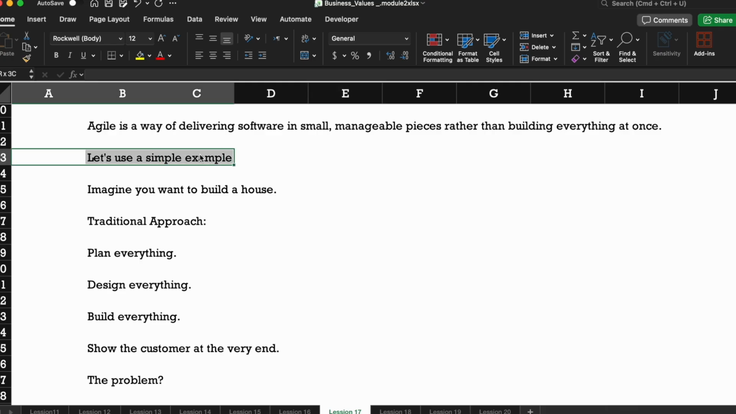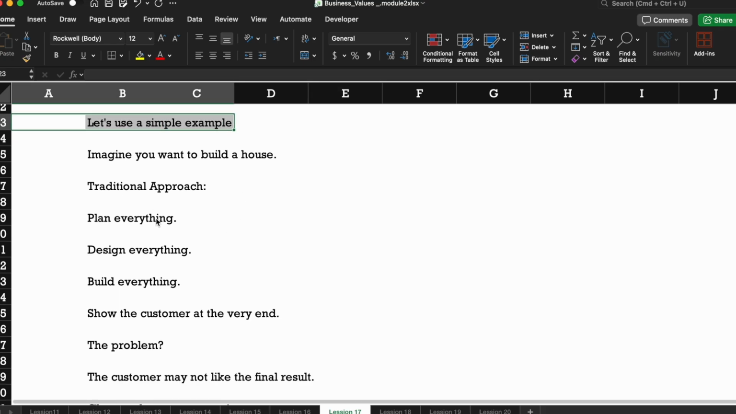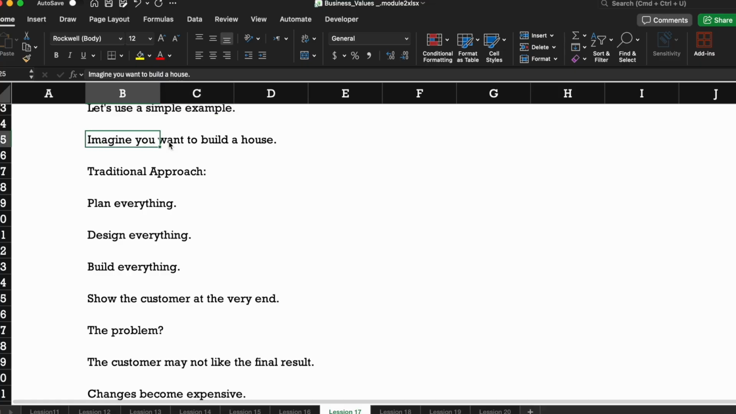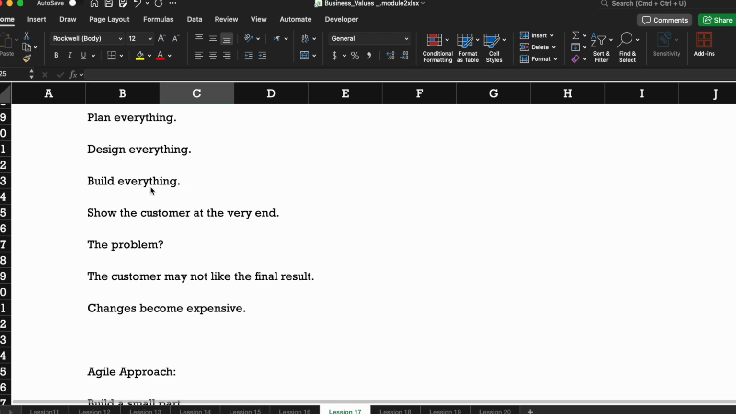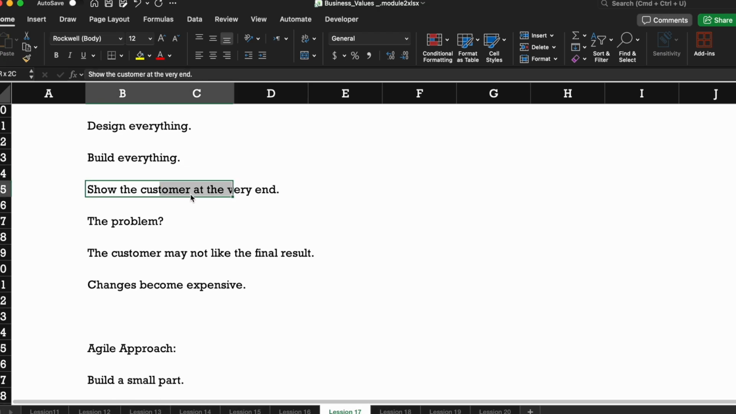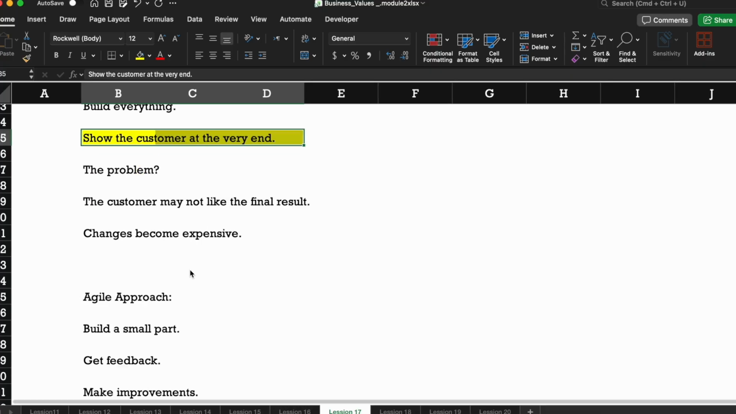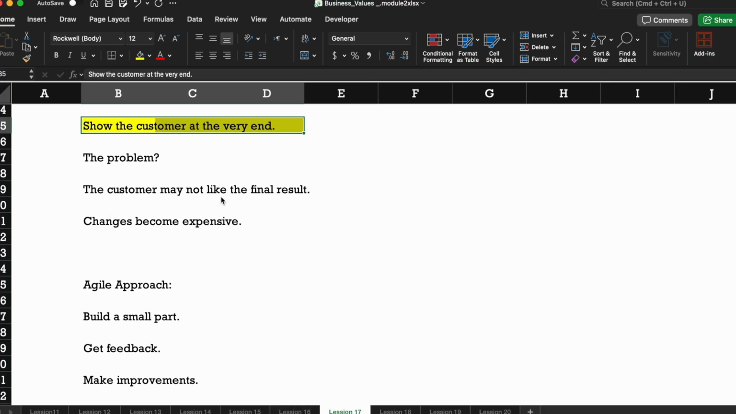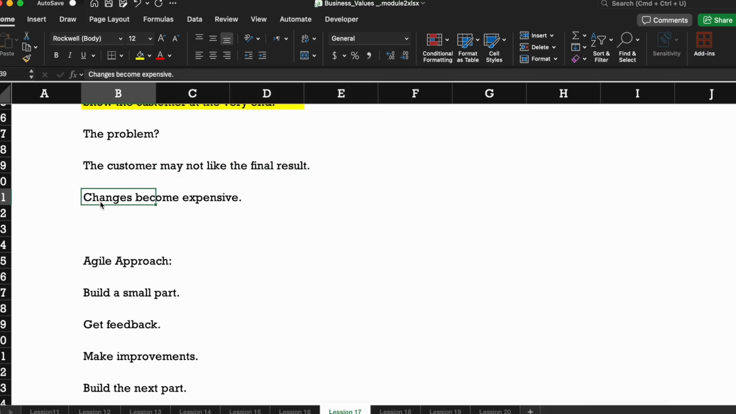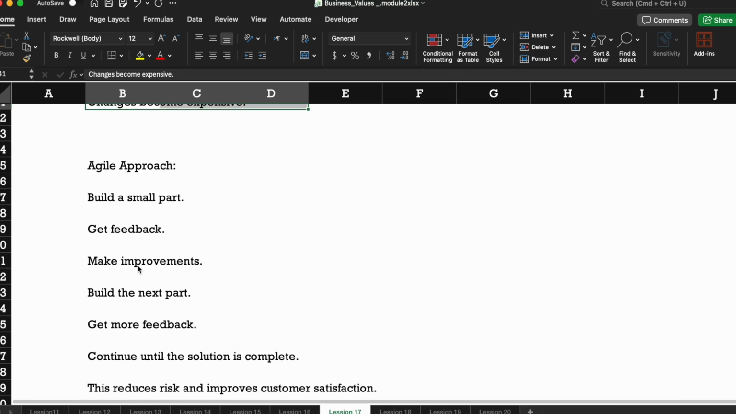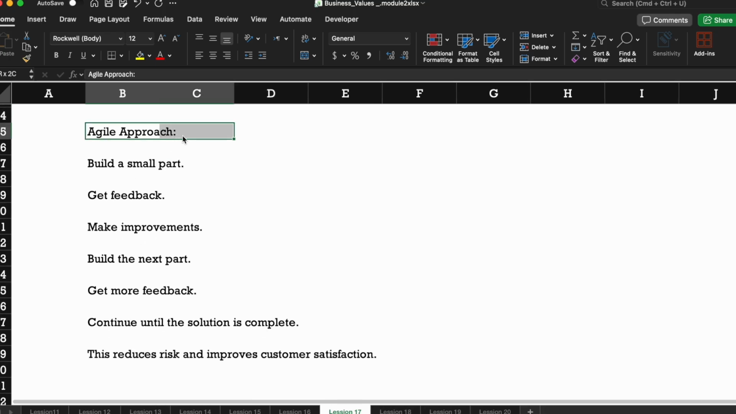Let's take an example and understand from a practical example. Imagine you want to build a house. What is the traditional approach? You plan everything, design everything, build everything, and finally you show it to the customer, right? At the very end. But the problem is, the customer may not like the final result, so it's difficult to change. That becomes very expensive, so you end up with a bad customer experience, right? But agile addresses this issue.